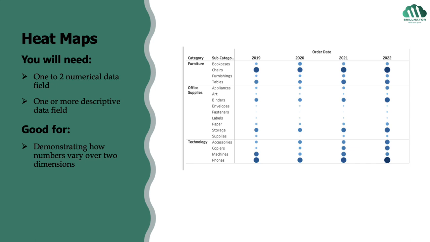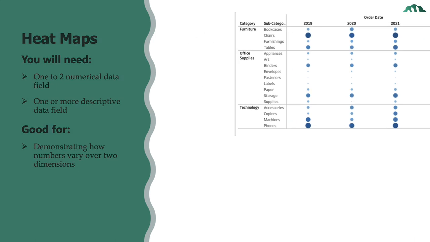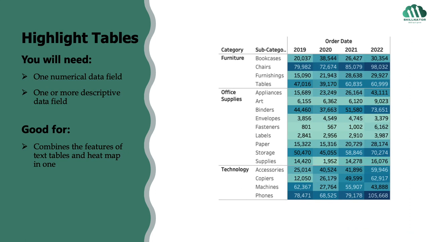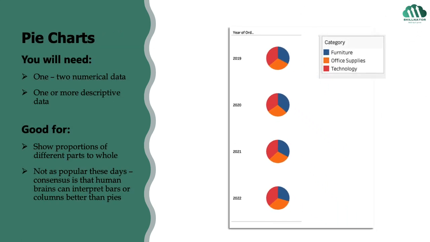To solve this, let's go to our next chart, which is highlight tables. This chart kills two birds with one stone, as it combines the features of a heat map and a text table. Here, not only can you easily spot the highest or the lowest numbers, but you can also see the exact underlying number. Next, we have the pie charts.